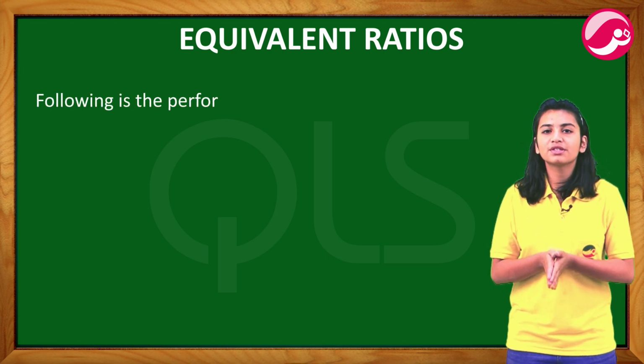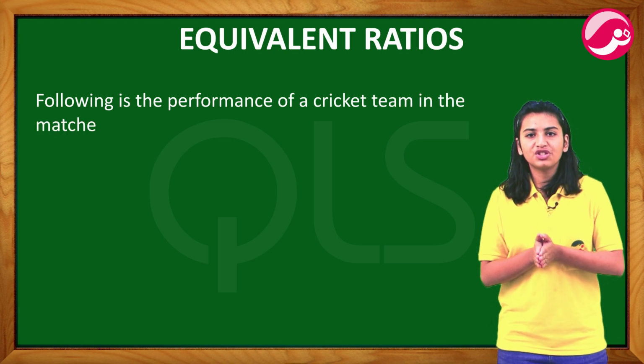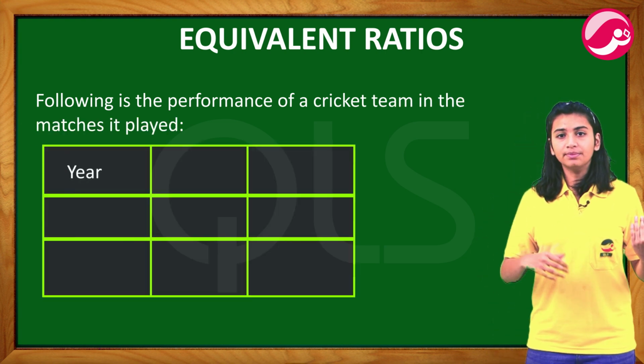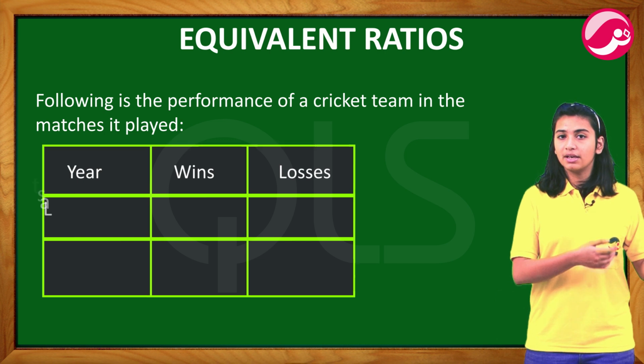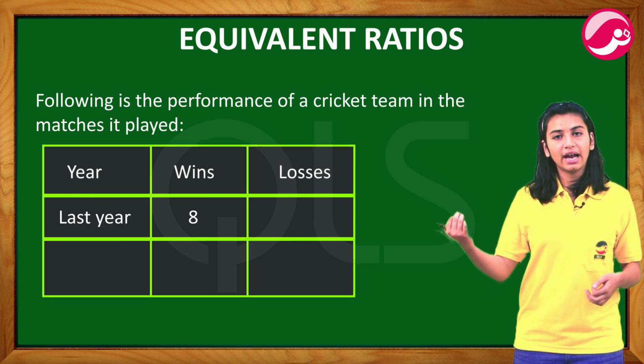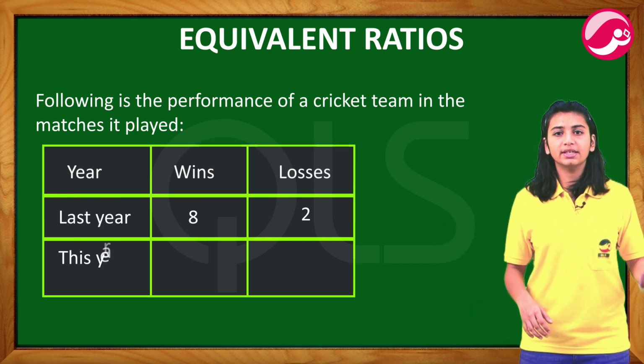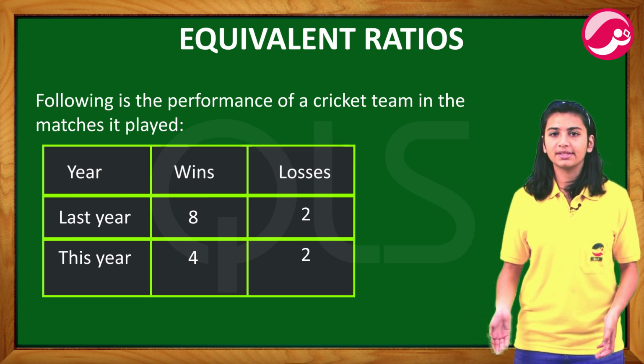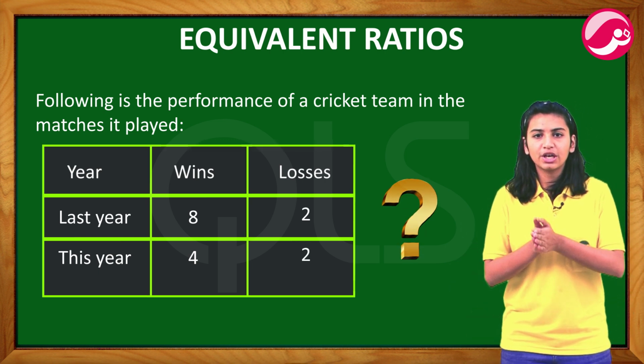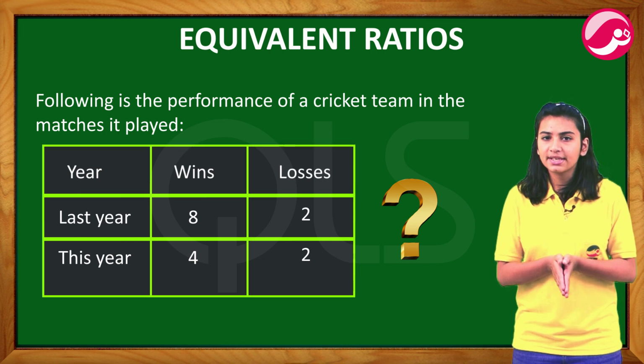Following is the performance of a cricket team in a match it played. Year, wins or losses. Last year 8 wins थे and 2 losses थे. This year 4 wins and 2 losses. In which year was the record better? How can you say so?